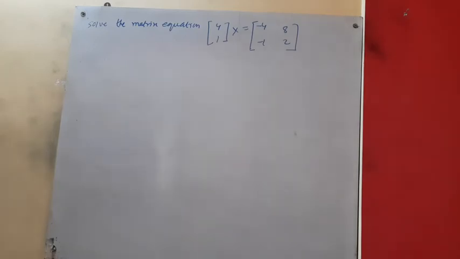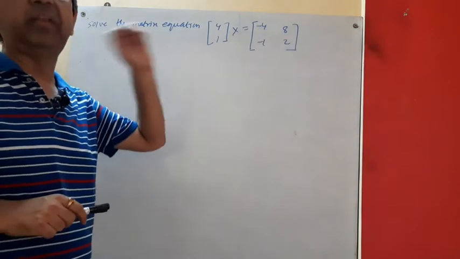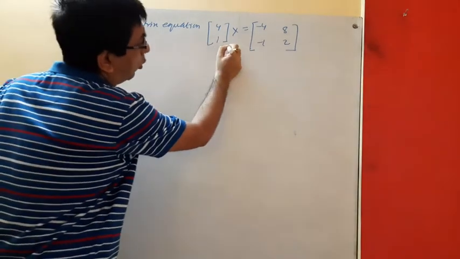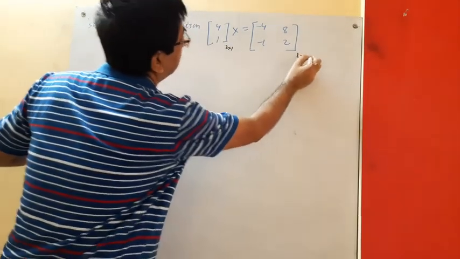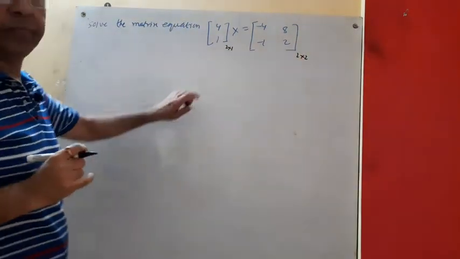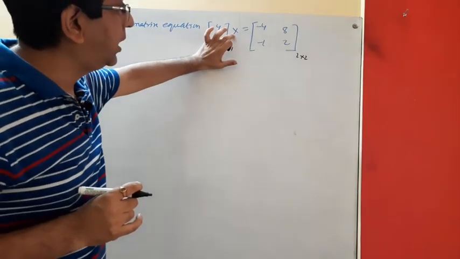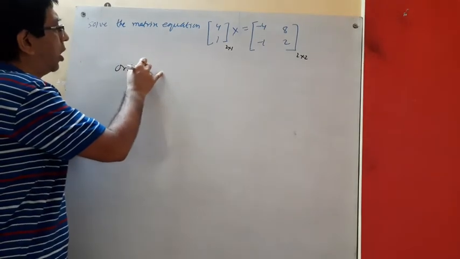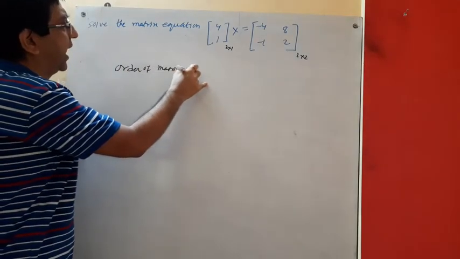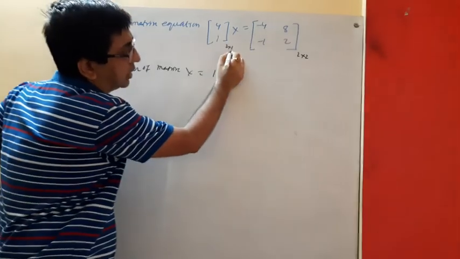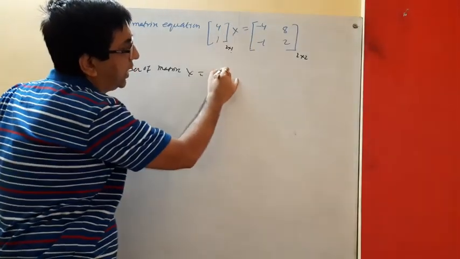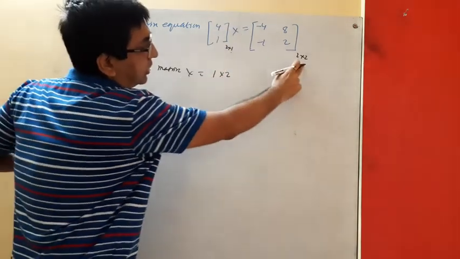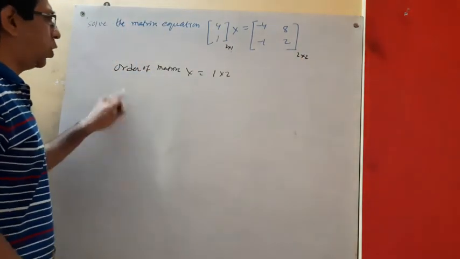This is solve the matrix equation; that is, you have to find the matrix X. Look, this one is 2 by 1 in order, and this is 2 by 2. So naturally, we know from our discussion that the number of rows of X should be 1, because the column number here is 1, and ultimately the column number will be 2, because in the product the column number is 2.